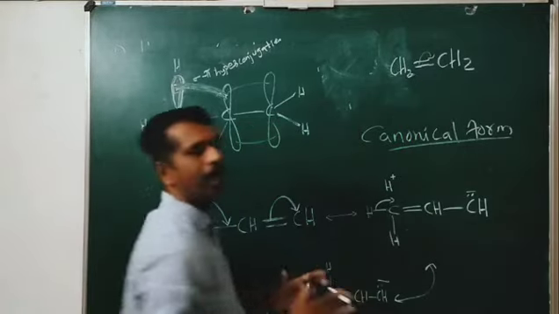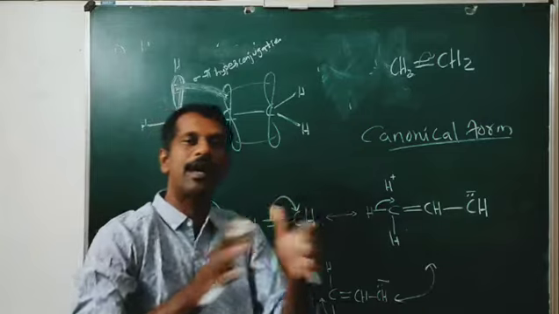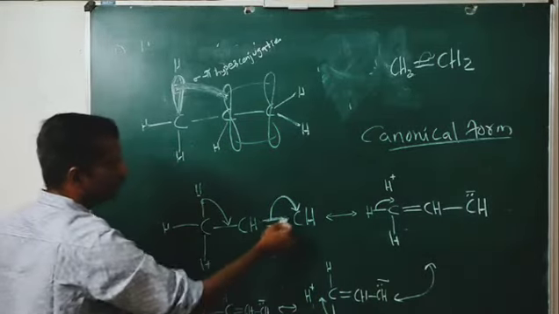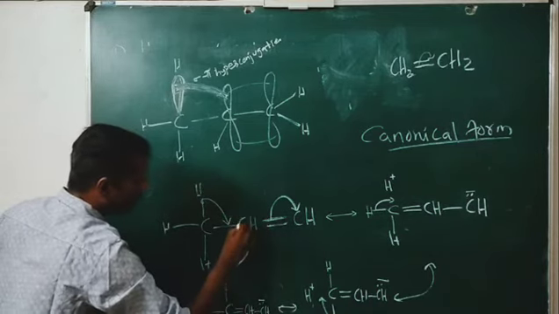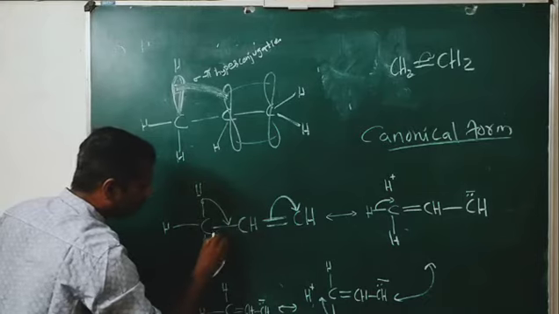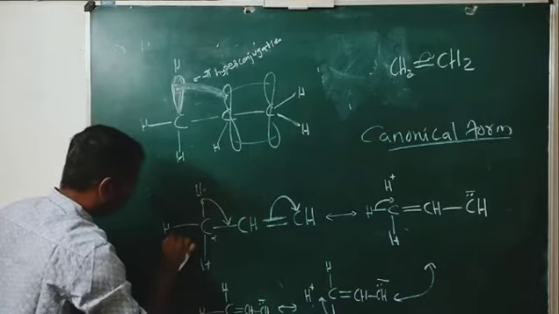In ethene, hyperconjugation is not possible, because in ethene there is no alpha carbon and no alpha hydrogen. But in propene, what do you mean by alpha carbon? This is a double bonded carbon. The carbon which is joined to a double bonded carbon is known as the alpha carbon, and these hydrogen atoms are known as alpha hydrogen.